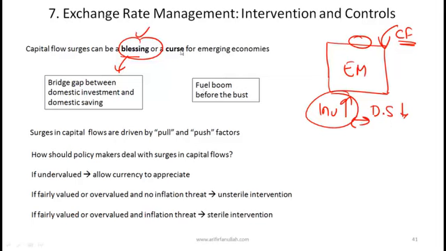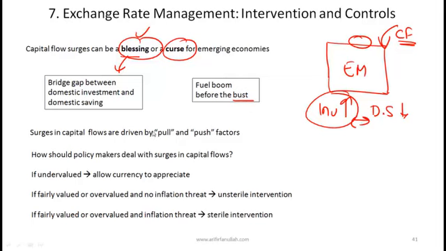However, as has been seen in the Asian currency crisis in the late 90s, or with the Mexican peso crisis in the mid-90s, sometimes a surge in capital flow can fuel a boom in currency prices and asset prices, which set up the economy for a bust. Now, where do the surges in capital flow come from?